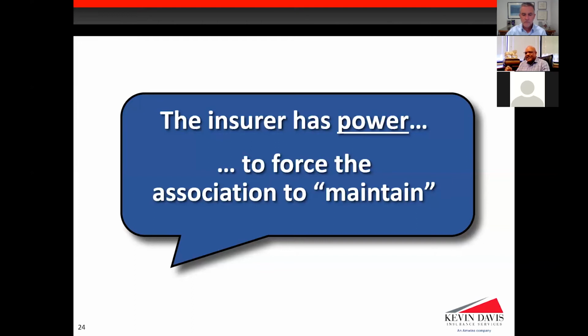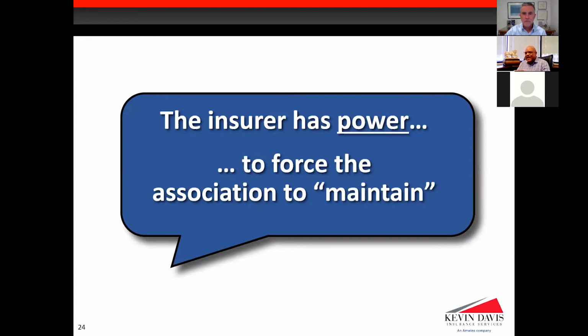And the board has to understand, they have to start focusing on that one important thing, that they have to maintain the common area. They have to do it because if they don't, insurance may not be there in the future, or it may be cost prohibitive. You just can't afford it. And that's one of the things that we're seeing constantly.